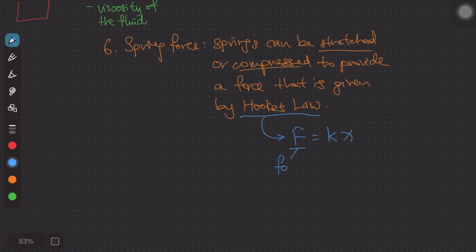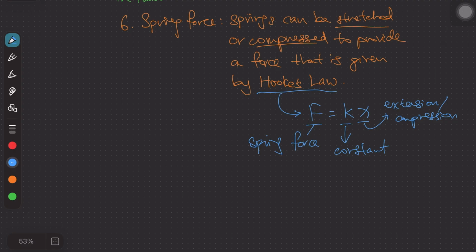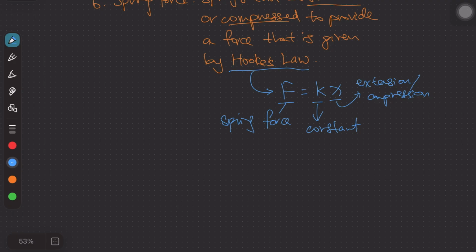So this is the spring force, the constant, as well as the extension slash compression. Okay, so the spring force is given by Hooke's law, right? There's a very important criterion for Hooke's law to apply, and that is the proportionality limit of the spring is not exceeded. So let's take a look at what that means.